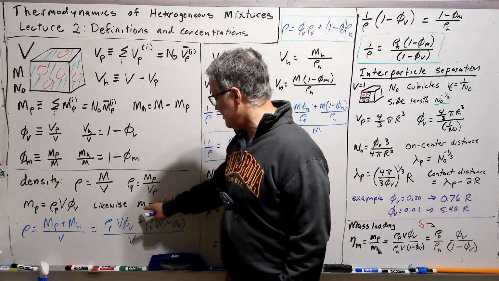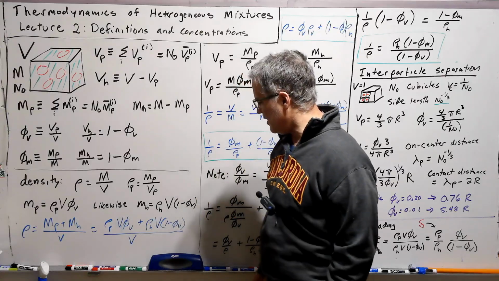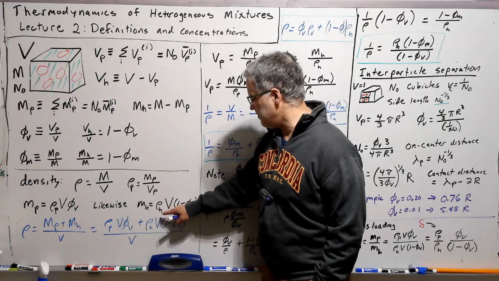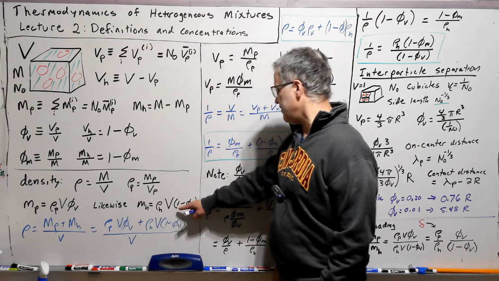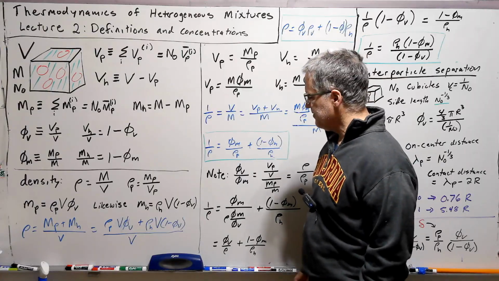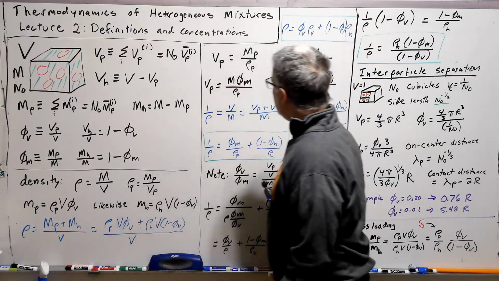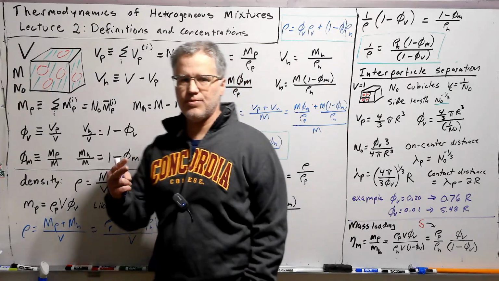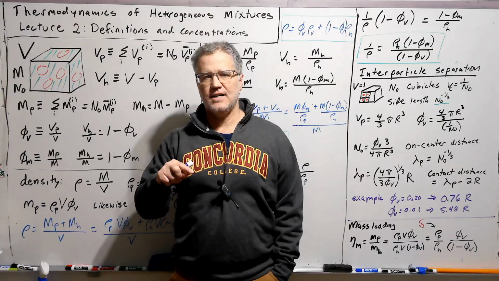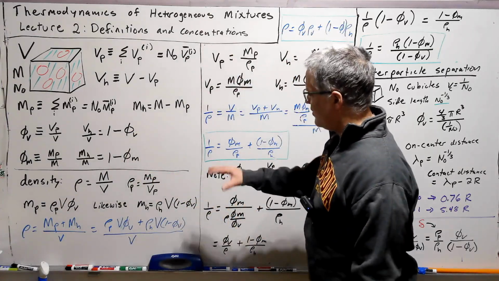Likewise, we'd do a similar analysis and we would get the mass of the host is the density of the host times the total volume times the percent volume of the host. Okay, so we're going to derive two expressions for the total density in terms of these percentages. And let's look at where we're headed, and then we'll get there.